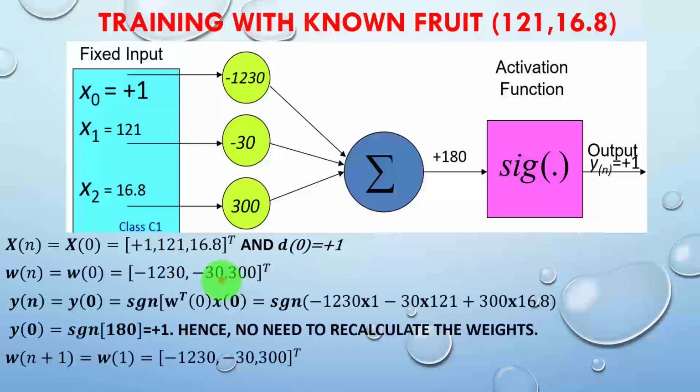So we start like this. These are the values. We use the known fruit number 1, these are the values of one of the known fruits, 121 and 16.8. This from the table that is given in the example. Okay, this is x1. These are the values. This is the bias. Remember that this is the bias. So this one bias and 121 and 16.8. Okay, and we know that the desired output would be +1 because this is actually in C1.